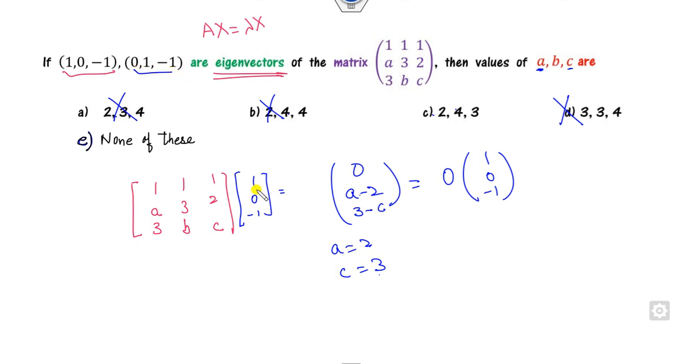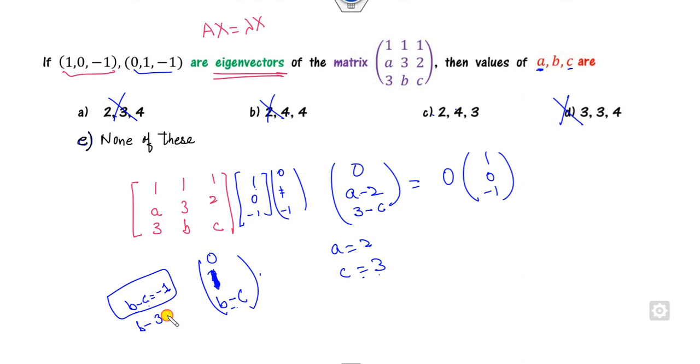Look at the second pair. If I multiply this element by 0, 1, minus 1, that is the second and third, 3 minus 2, that's a 1. B minus C. How can I write it as of this? Only when B minus C will be minus 1. Okay, C is 3. If C is 3, what will be my B? So B will be 2. So is it there? B 2, C 3. So it is not there. So none of these is the right answer of this problem.